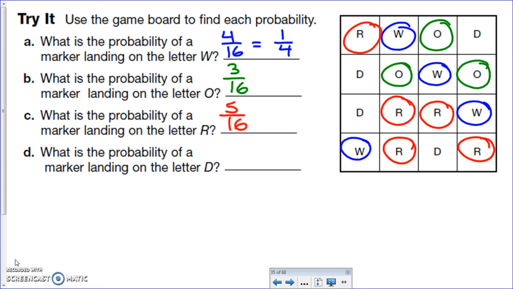Finally, for D, what is the probability of a marker landing on the letter D? We're going to circle the D's and then write out our fraction. And for this, we get 4/16, which again will simplify to 1/4.